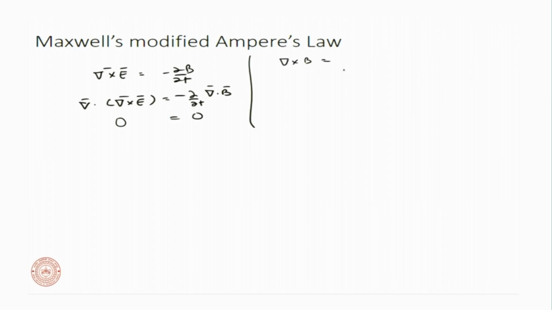Del cross B is equal to mu naught times J. So, del dot del cross B should be equal to mu naught times del dot J. Now, this term is 0, but this term can actually be minus del rho by del T. That is what we have seen, that some current can exist. If it is a steady current, then that term is 0, that is fine, as in the electrostatic case that we have seen in electrodynamics. But if it is not a steady current, then del dot J is equal to minus del rho by del T from the continuity equation.